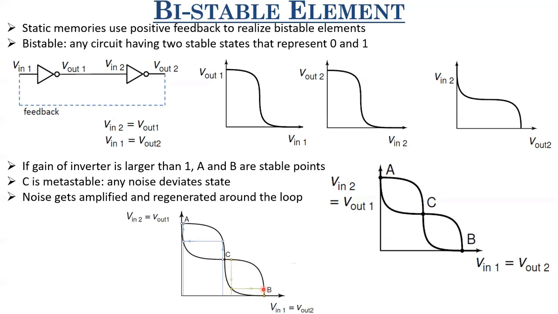How will we get the output of the first inverter? If this input is applied to the first inverter, what is the output? We look at the intersection with this axis and it is here. So we get to point B. So any noise or any deviation from point C, which is definitely going to happen because noise is inevitable in a system, will get amplified and regenerated around the loop, and then the system will go from C to either point A or point B. So these are the stable states, bistable states, because the loop gain at points A and B is smaller than 1, whereas the loop gain at point C is quite larger than 1, right? That is true. So this is a bistable element, a very simple bistable element.